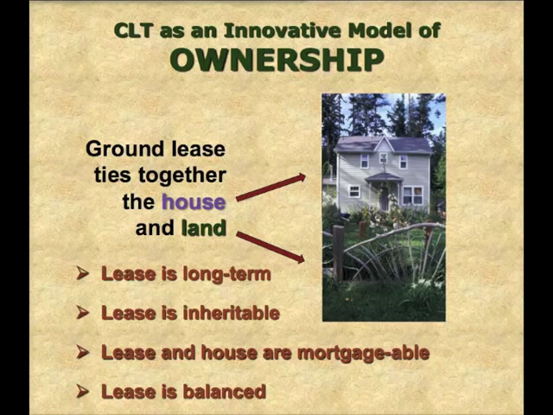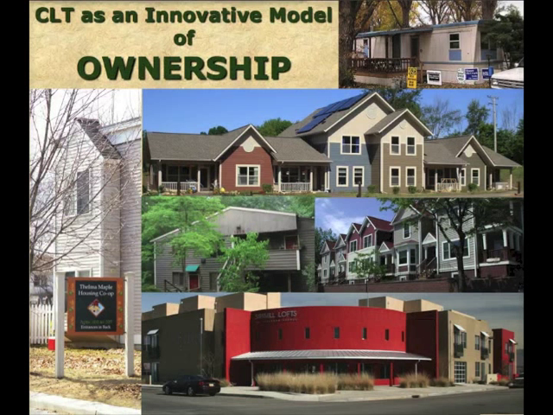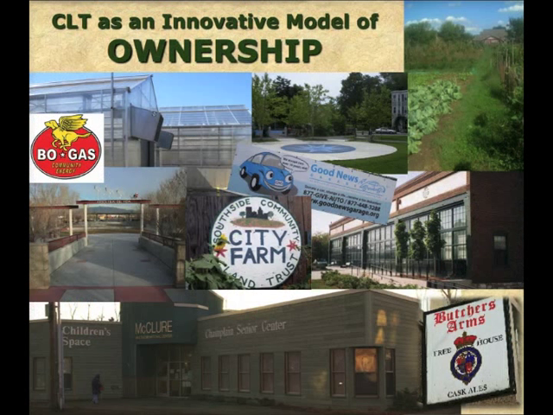By the way, when we talk about structural improvements on a CLT's lands, we are not only referring to detached single-family houses like the one pictured here. Multi-unit condominiums, cooperatives, and rental housing have been developed on land that is leased from a CLT. So have mobile home parks, shelters, and housing for persons with special needs.